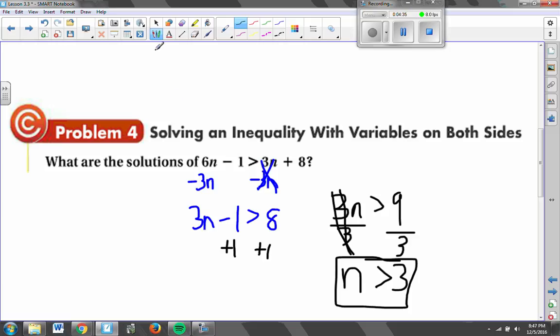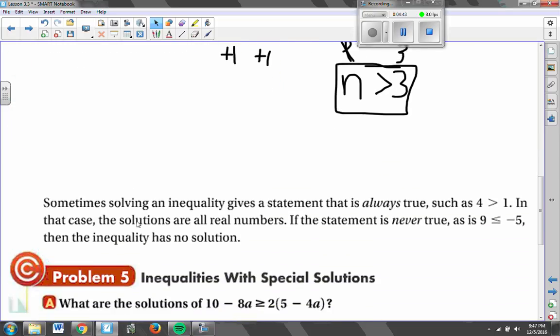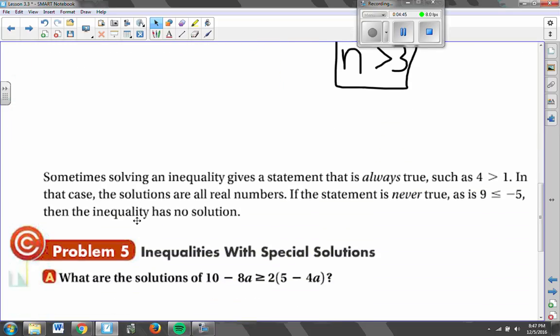The only other thing we have to deal with in this section is sometimes all of our variables disappear. Sometimes solving an inequality gives a statement that is always true, such as 4 is greater than 1. We know 4 is greater than 1, so this is always true. In that case, we would say the solutions are all real numbers.